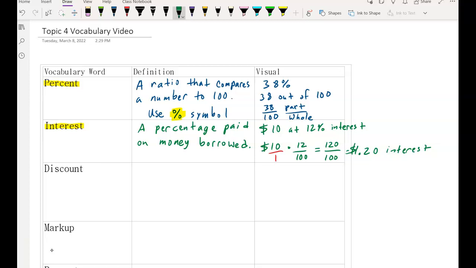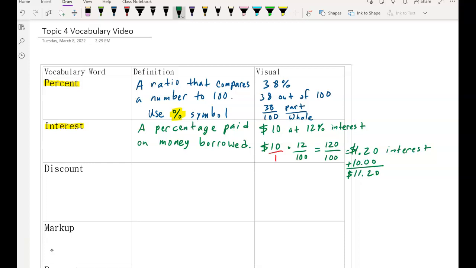And then, of course, you would have to add that to the $10 that you borrowed, and you would end up paying your brother or sister back $11.20 if they are charging you interest. How great is that?